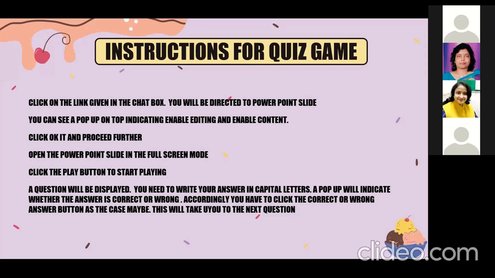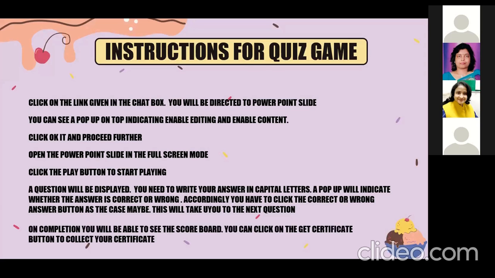This will take you to the next question. And then on completion, you'll be able to see the scoreboard. You can click on the Get Certificate button to collect your certificate.